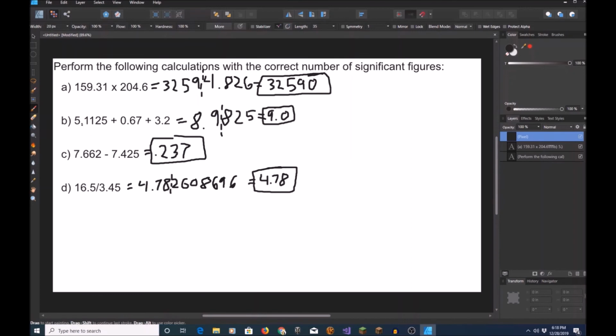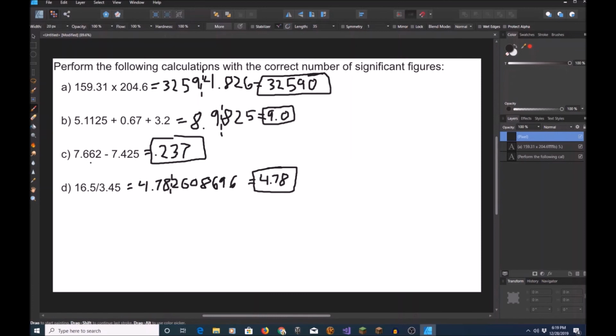In part B, where we're adding, the least amount of sig figs after the decimal point is 1 sig fig in 3.2. So when we have our final answer, which is just 8.9825, we're going to go 1 sig fig out, and that's going to be our cutoff. But this 8 is enough to round up the 9, and if you round up the 9 on 8.9, what you get is 9.0.